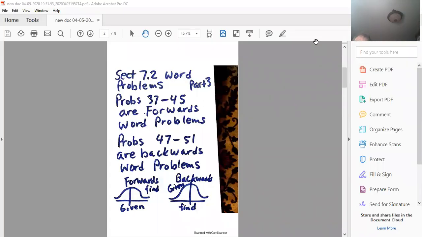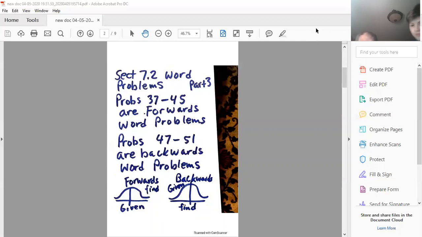Okay, we're starting into section 7.2, part 3. Again, they've crammed really 4 parts into this one section, and part 3 really occurs from problems 37 to 45. The last set of problems, 47 to 51, are part 4, and we'll cover them on Wednesday.